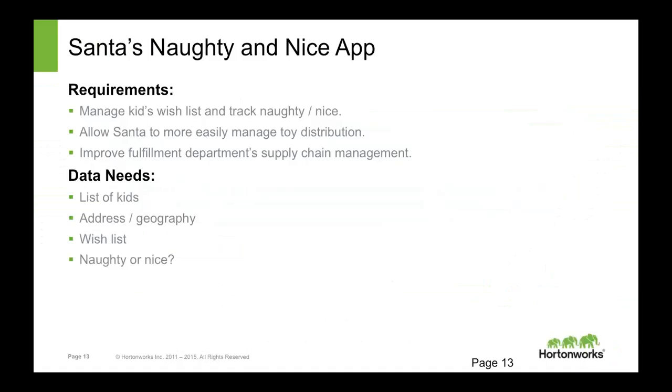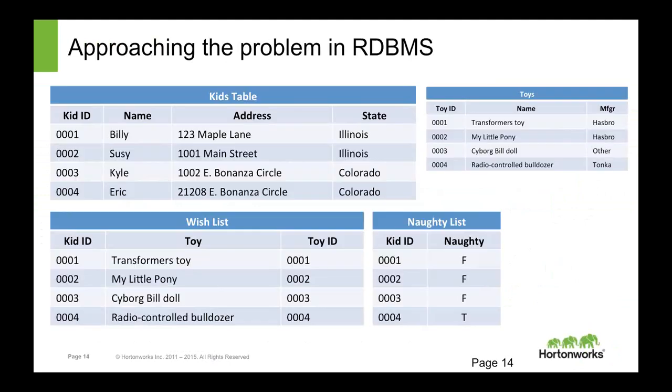So let's look at a quick scenario. In this case, we're going to talk about Santa's toy delivery. What we want to do is create a naughty and nice app. Initially, we want to manage the kids' wish list. Santa wants to easily manage toy distribution and fulfillment, and some of the needs are we have to have the kids, we have to have the address and geography, we have to have a wish list, and of course we have to know whether they're naughty or nice.